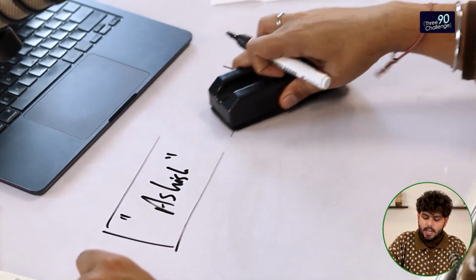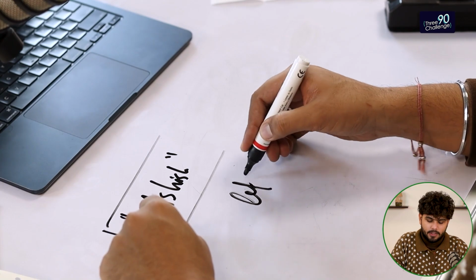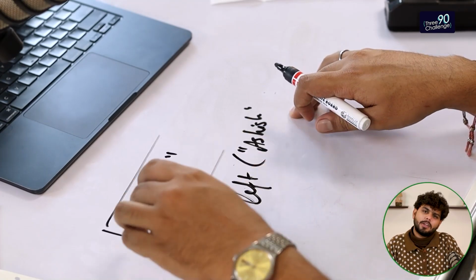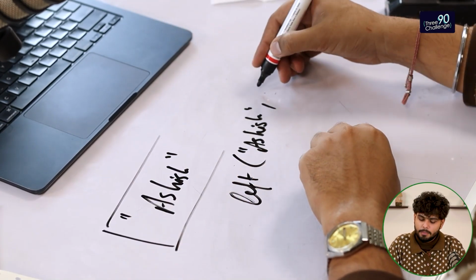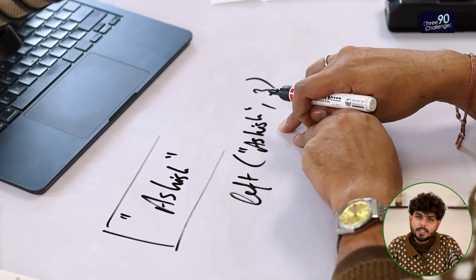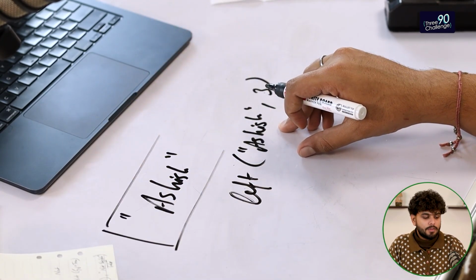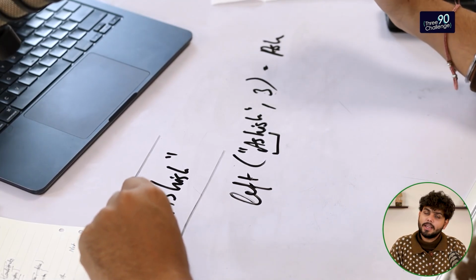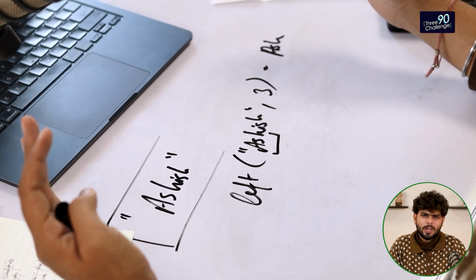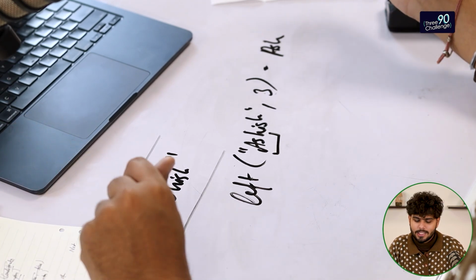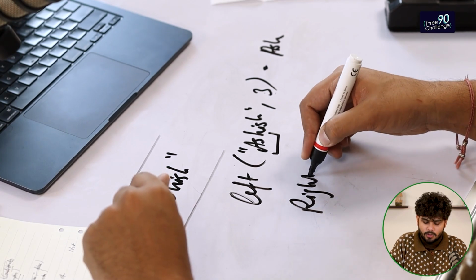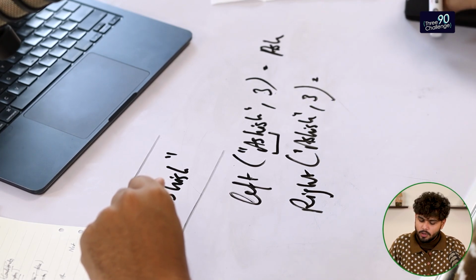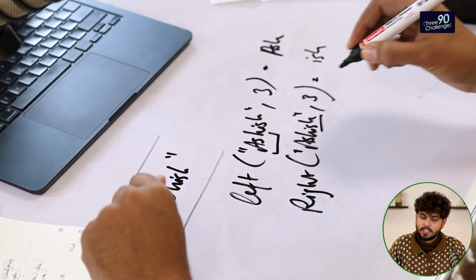Now the next is left and right. So if you are writing left, and in the left you are passing Ashish, now instead of Ashish, you can take the reference from the cell where it has Ashish. And if I'm passing 3, it will take the left 3 characters from it, and the result will be ASH. This is also something we are going to use if we are working on text cleaning and things like that. In the exact same way, we also have right. So right of Ashish with 3, the result would be ISH, the last 3 of them.